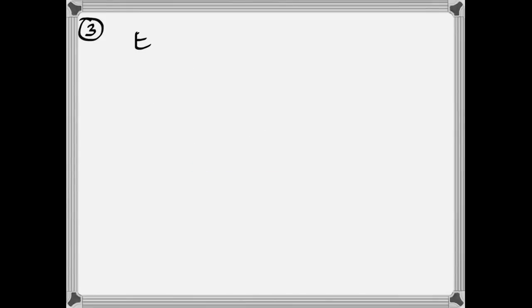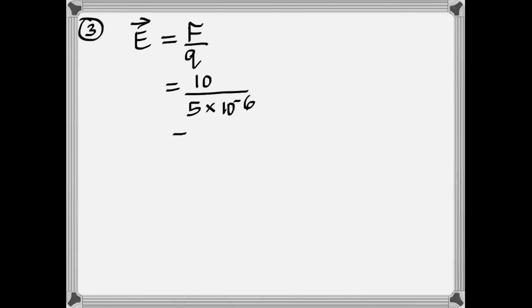Question 3. A force of 10 newtons acts on a charge of 5 microcoulomb. When it is placed in a uniform electric field, what is the magnitude of this electric field? Okay, simply E is F by Q, force is 10, the charge on which that force acts is 5 microcoulomb. Divide, the field is 2 times 10 to the power 6 Newton per coulomb.